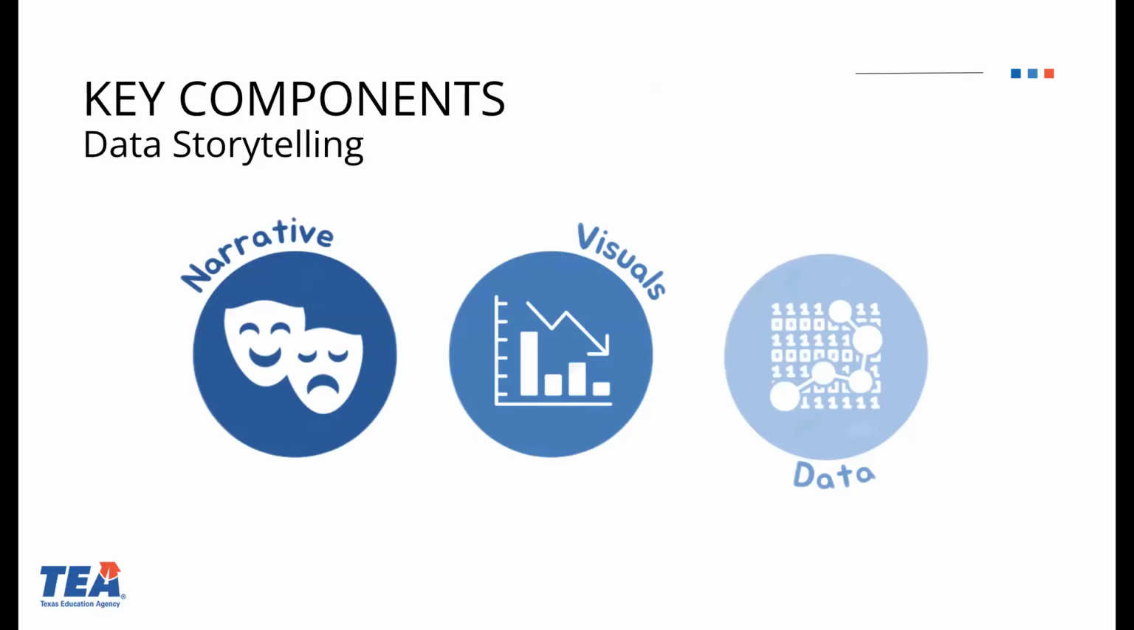So the first component of data storytelling is the narrative, the verbal or written storyline that is used to communicate insights gleaned from the data, the context surrounding it, and actions you aim to inspire in your audience when you're telling the story. The second component is visuals. These are the visual representations of your data, including the charts, the graphs, the diagrams, and the pictures that you will use. And then the third component is the data.